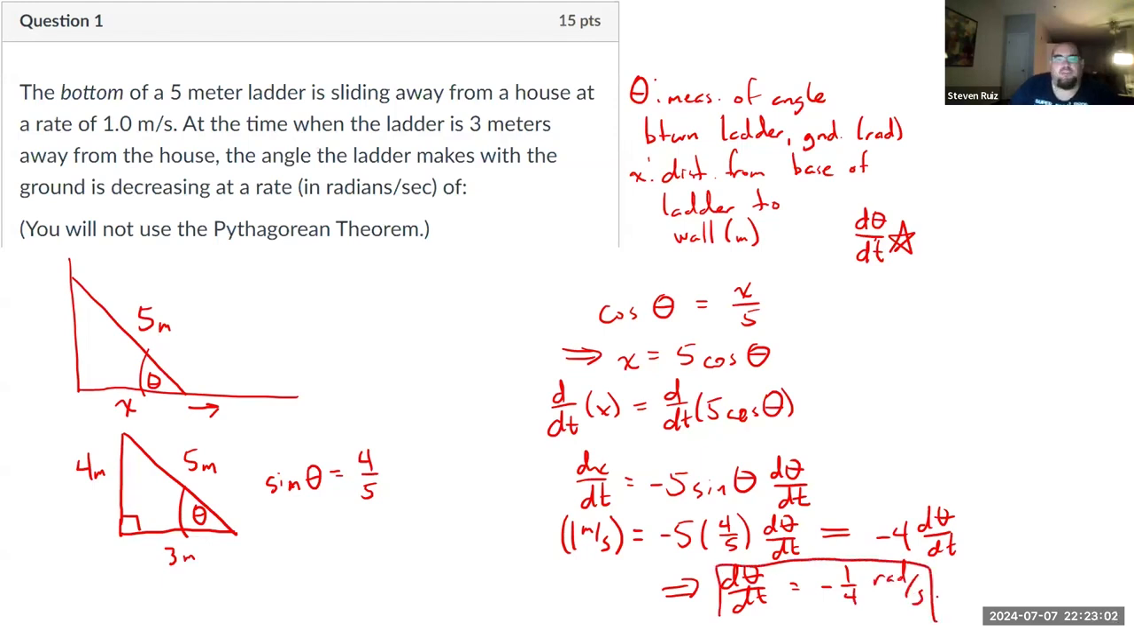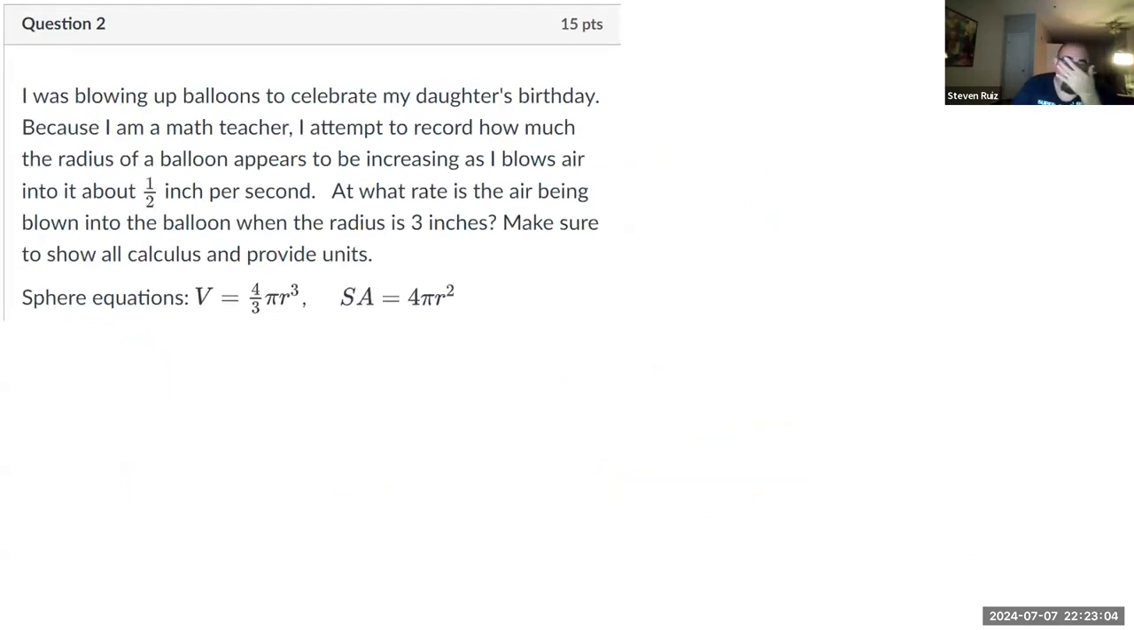All right, moving on to question 2. Blowing up balloons. We're assuming this is a spherical balloon. So we're trying to record how the radius of a balloon increases as I blow air into it, about 1 inch per second. At what rate is the air being blown into the balloon when the radius is 3 inches?